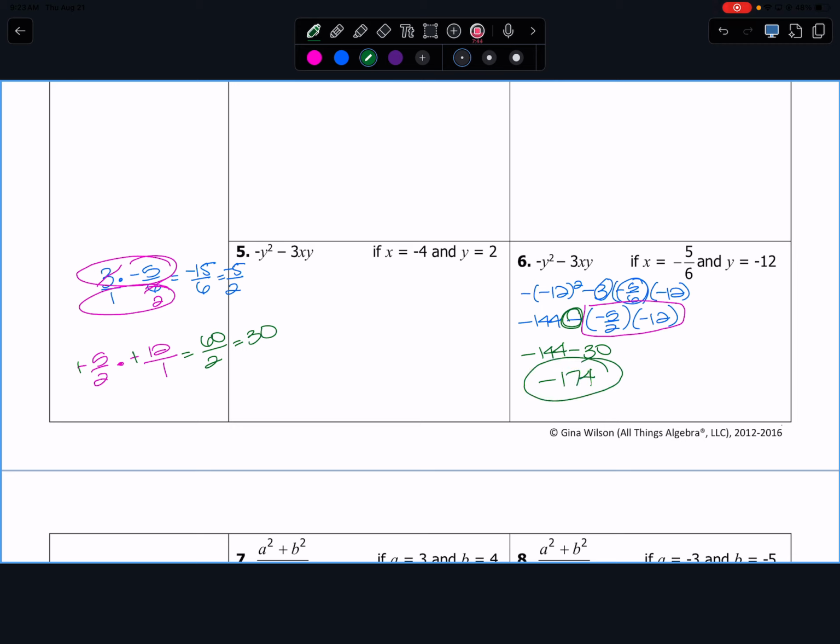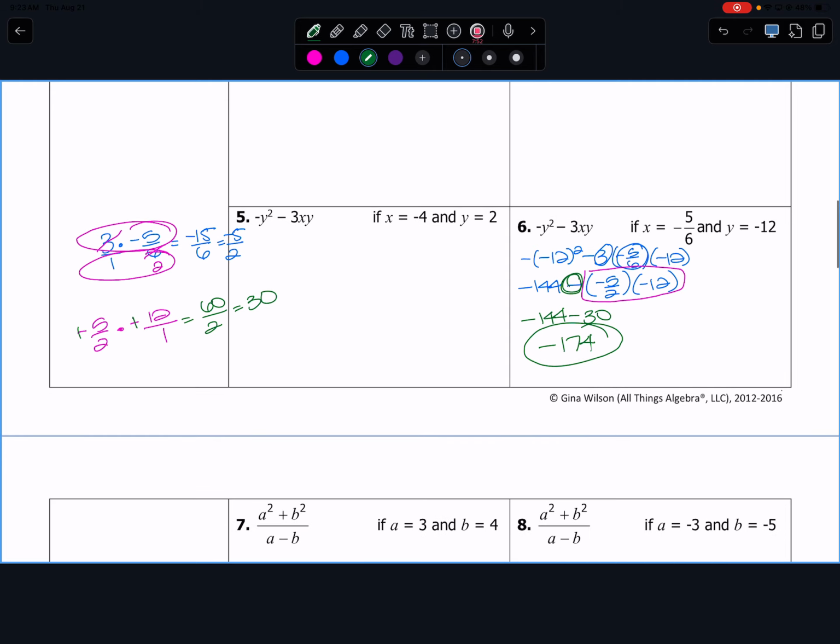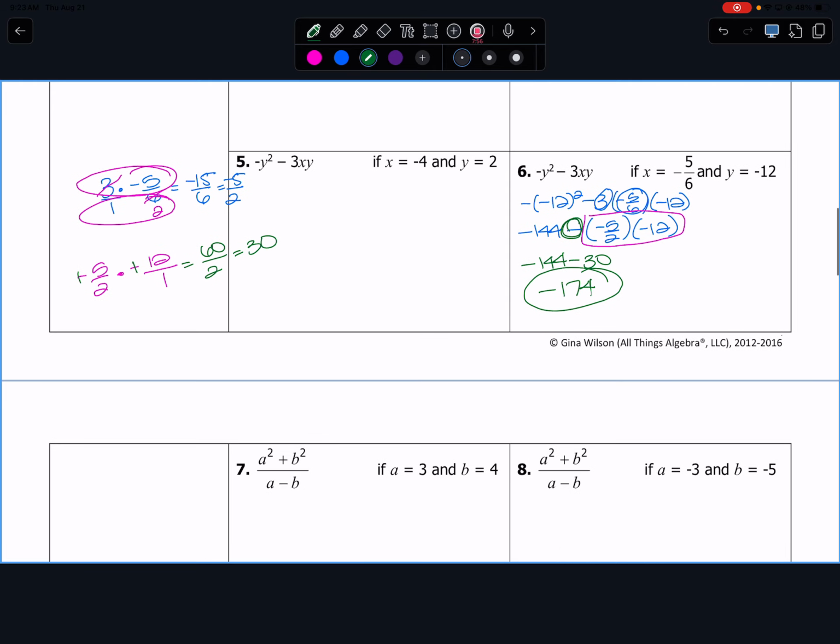I thought I was going to find a common denominator. That was going to be terrible. I'd like to try to find one. I don't know if there's one in here.